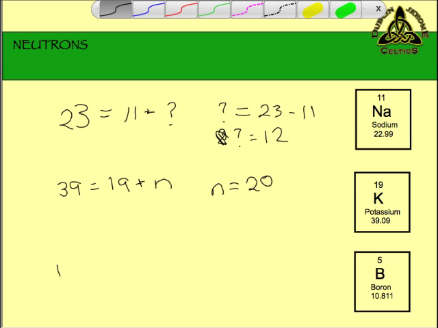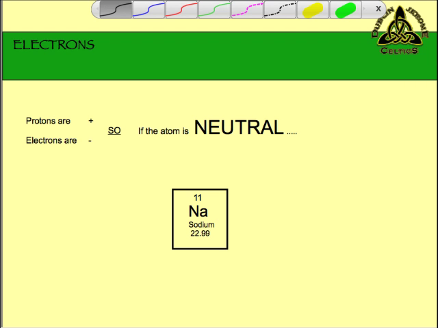Boron, 10.8, rounds up to 11. That's protons plus neutrons. Protons, of course, is the second number. Neutrons equals 6.